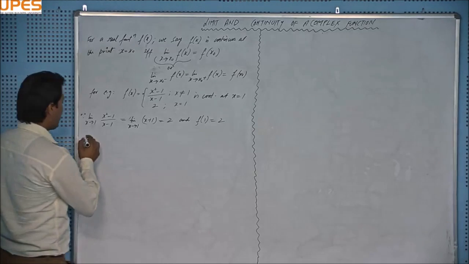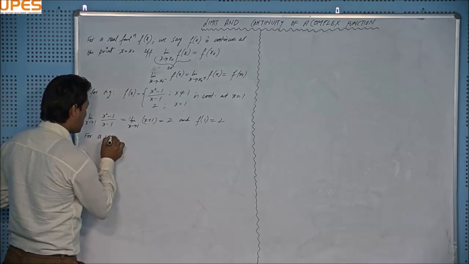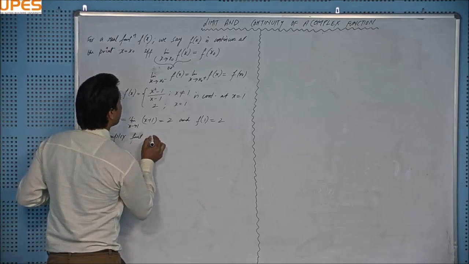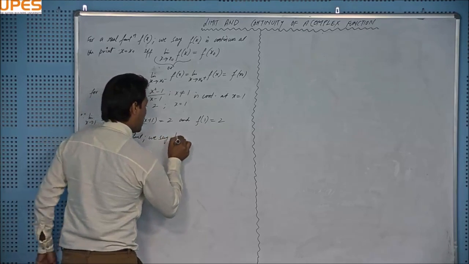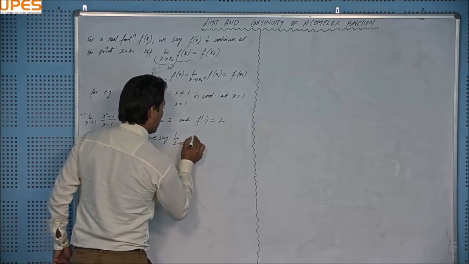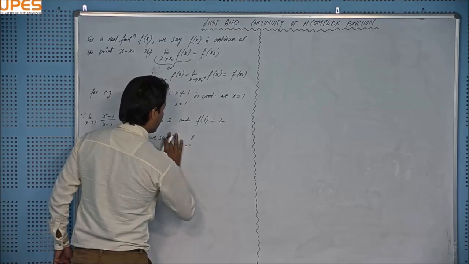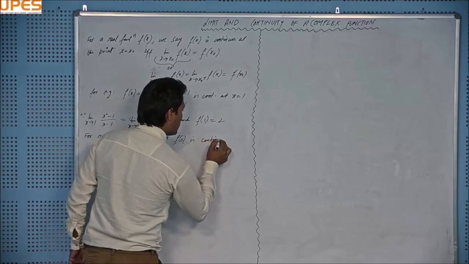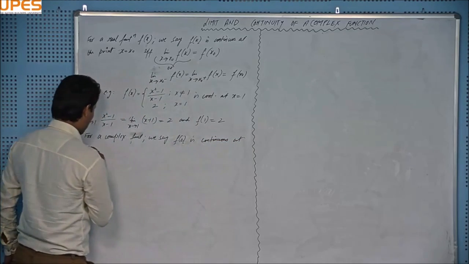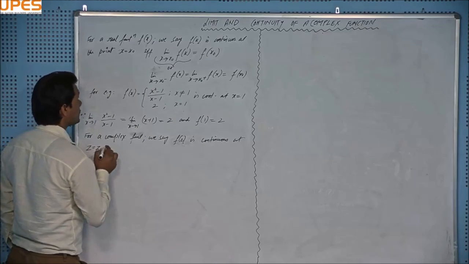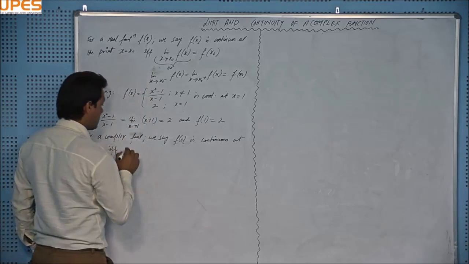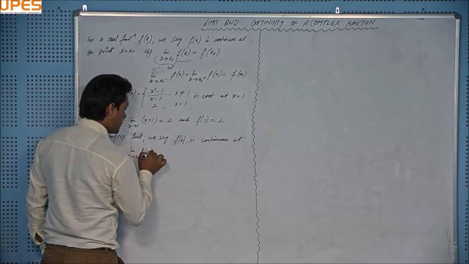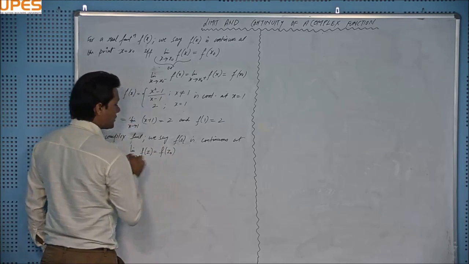So similarly, the continuity of a complex valued function. For a complex function, we say f(z) is continuous at z equal to z naught if and only if, similar to this condition, limit z tends to z naught of f(z) equals f of z naught, right?